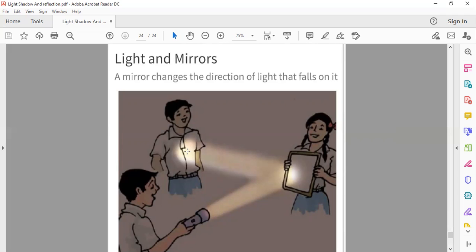I hope children you can do many of the activities related to the concept of mirror and light. In the next video we'll discuss the next part, different activities related to light, how light travels in a straight line. So till here you just revise the concept of mirrors and light.